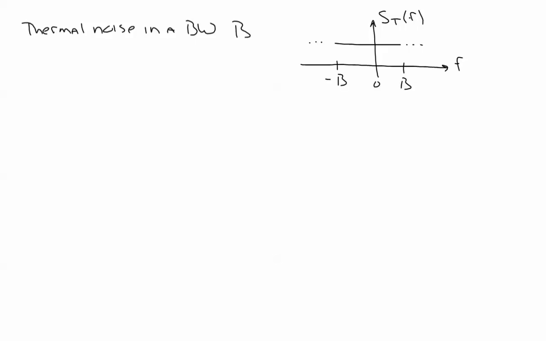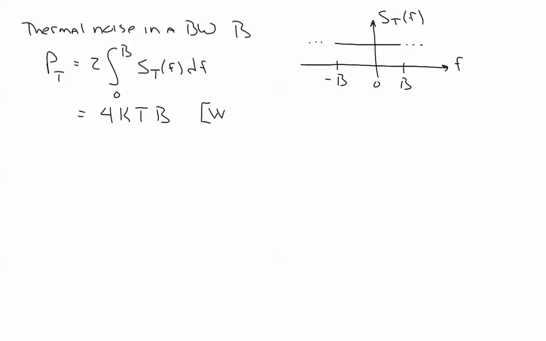All right, the noise in a bandwidth B centered at the origin, E sub t, thermal noise power, is 2 times the integral from 0 to B times my power spectral density. And this is just going to be 4kTB, and that will have units of watts. Okay?